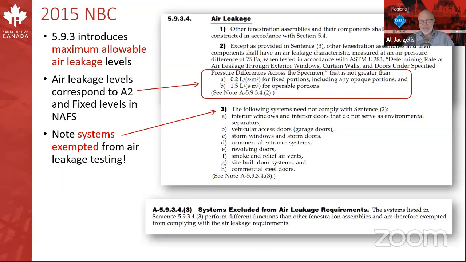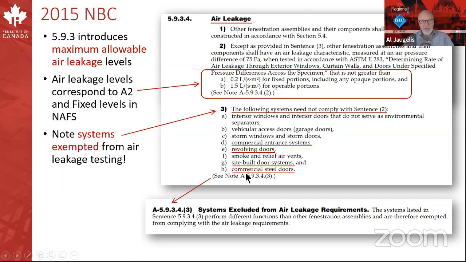But it's very interesting that the code also is intelligent enough to recognize that not all systems can comply with these requirements and are not required to comply with the air leakage requirements. So all of them are relevant, but I'm going to focus on the ones that might surprise you. Commercial entrance systems. The entrance doors to large buildings are exempted from air leakage testing. Revolving doors are exempted. Site-built door systems are exempted. Commercial steel doors are exempted.